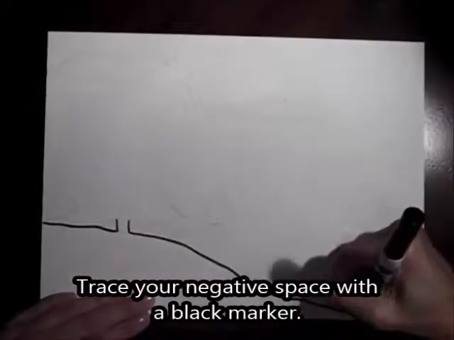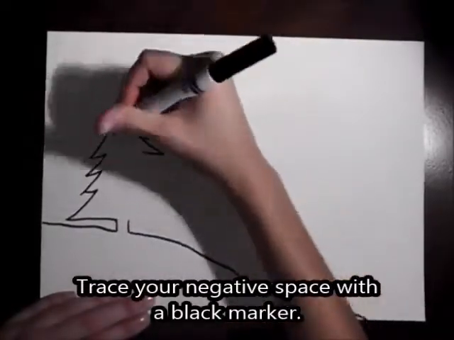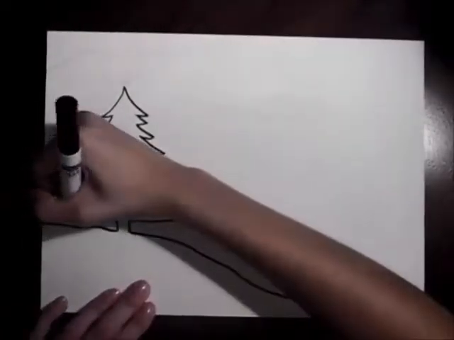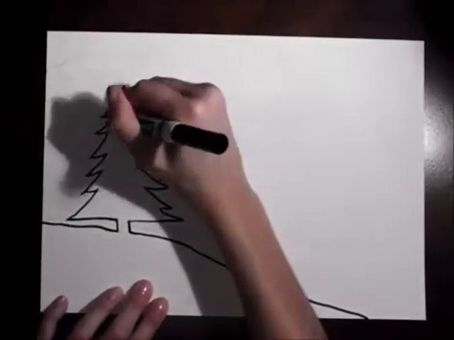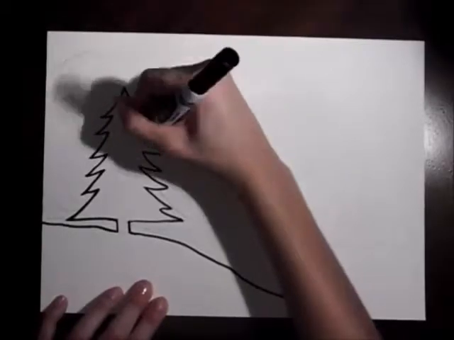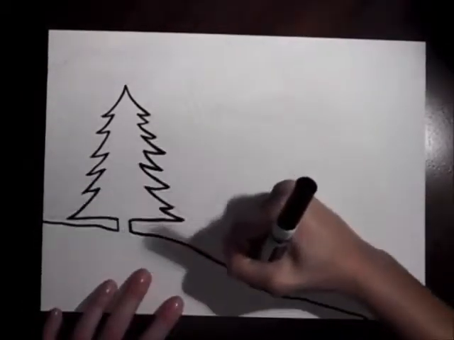So now what I'm going to start doing is outlining my negative space, or tracing my negative space with a black marker. You can choose to have any color that you want, but I chose black because all the rest of my colors are going to be very bright and vivid, and this black is going to be a contrast against those colors. A tip that I have for when I'm tracing or outlining something, I like to go over it twice.